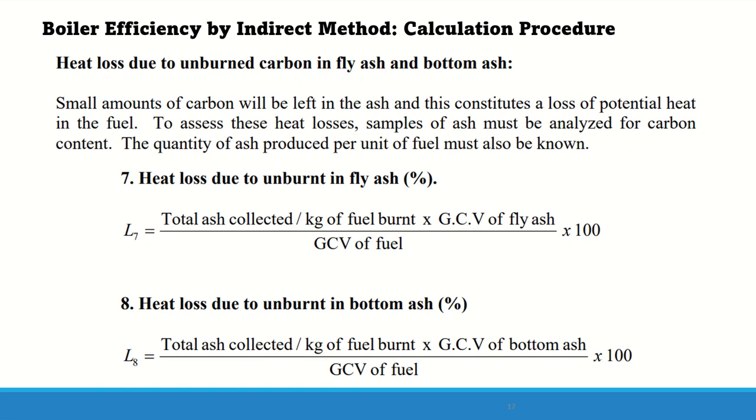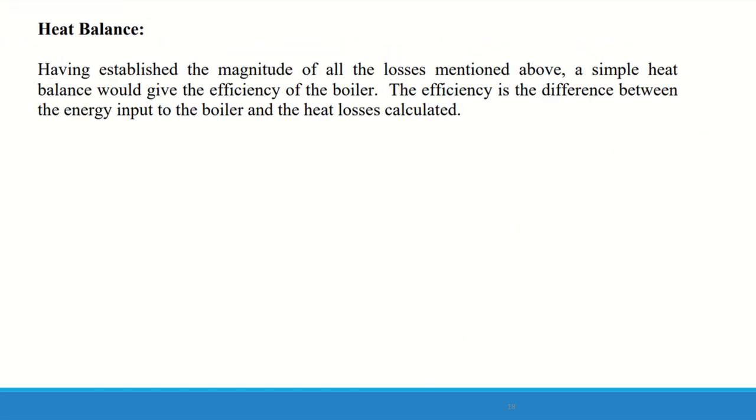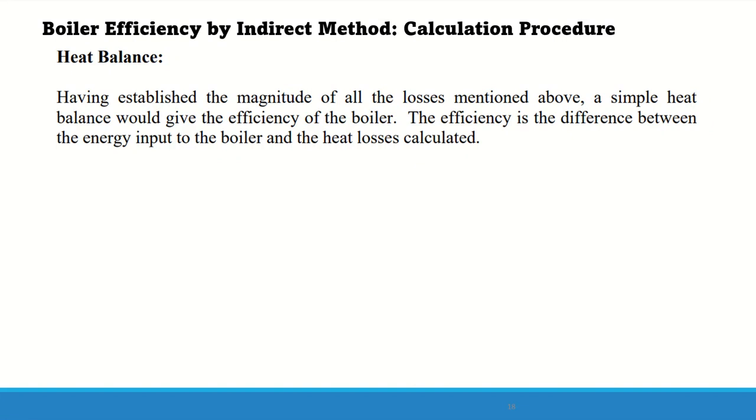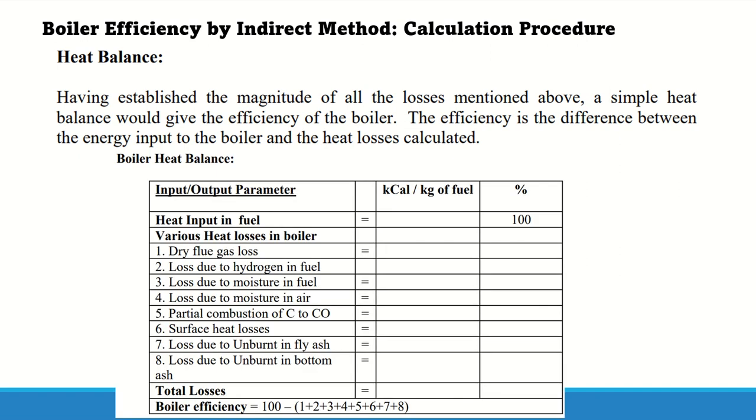Okay, then finally heat balance. Having established the magnitude of all the losses mentioned above, a simple heat balance would give the efficiency of the boiler. The efficiency is the difference between the energy input to the boiler and the heat losses calculated. The heat balance sheet is like this. The sheet has the various input and output parameters. The input is heat input through fuel like coal and similar fuels.